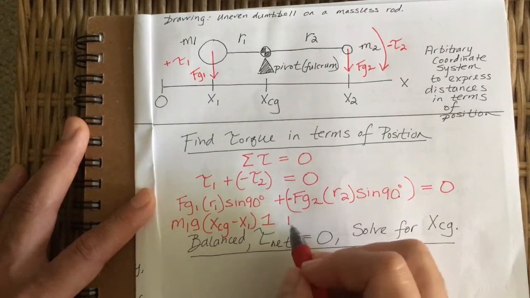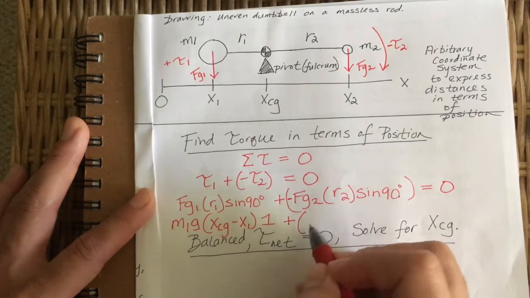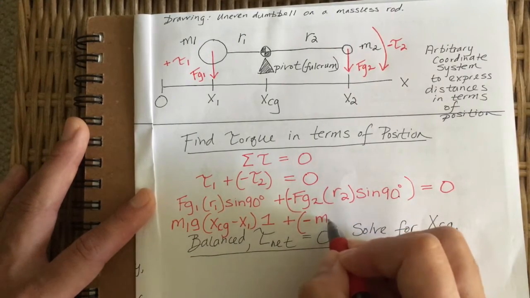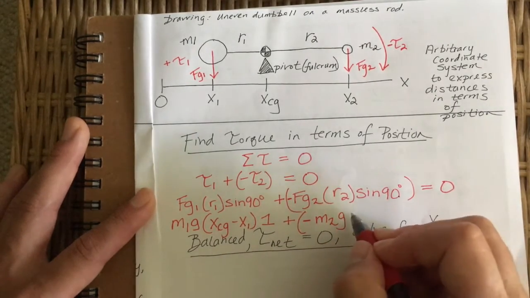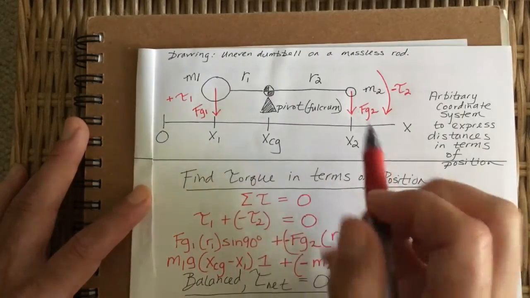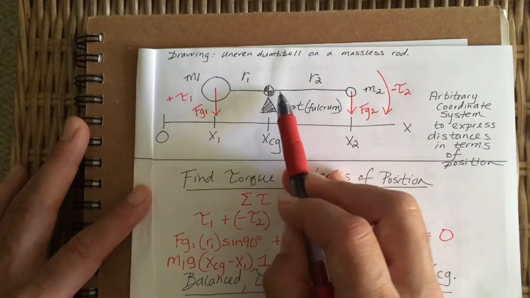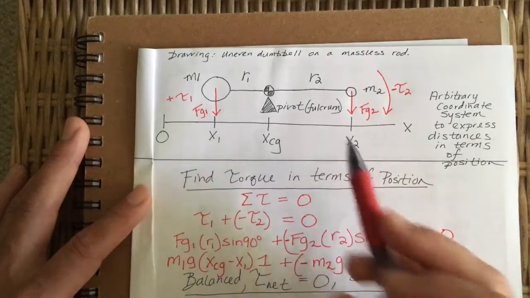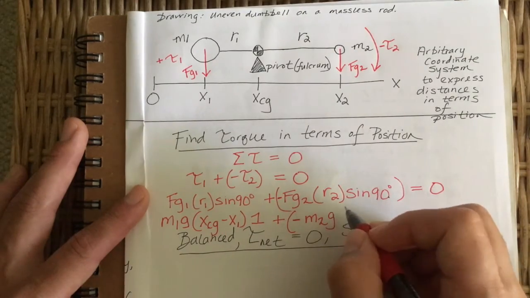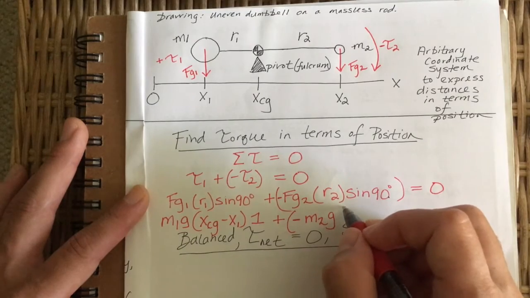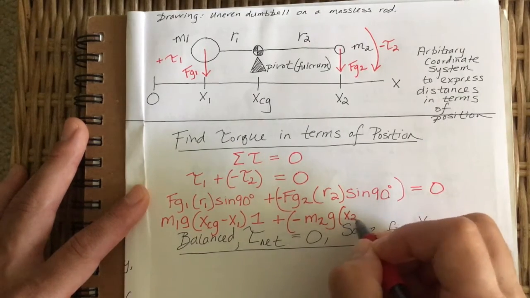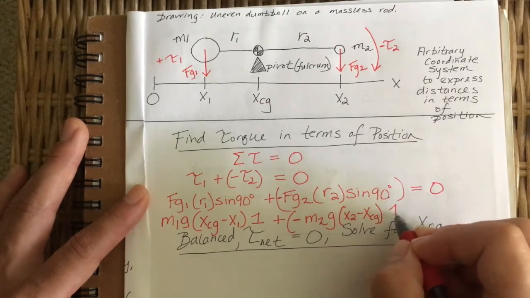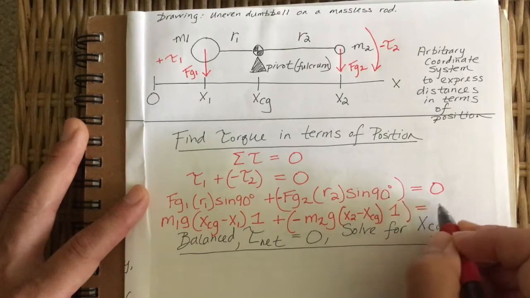And then we have this negative sign. I'll just keep it inside there. And so we have m2 times g times r2. What is r2? Well, same logic here applies, but we want this distance just to the pivot right here, right? So x2 minus xcg. You got all these parentheses. Okay, that's fine. And then sine 90 is just 1, end parenthesis, equals 0.